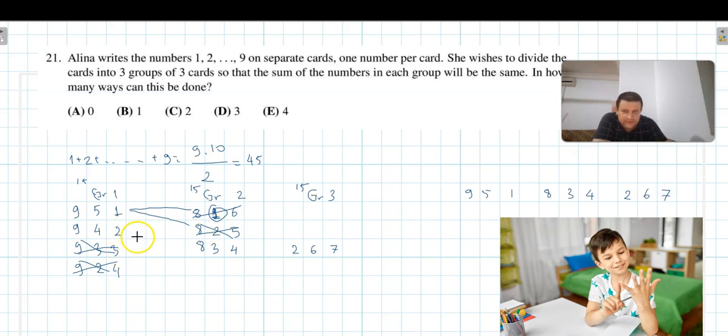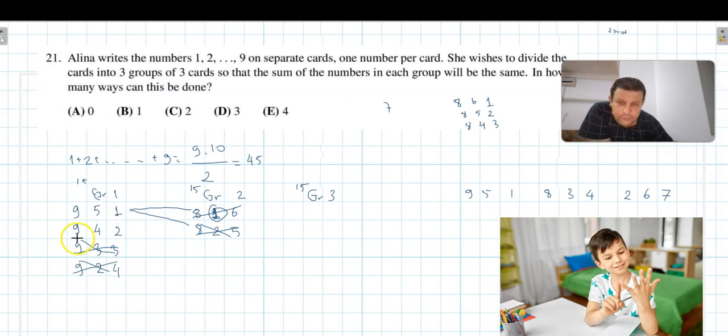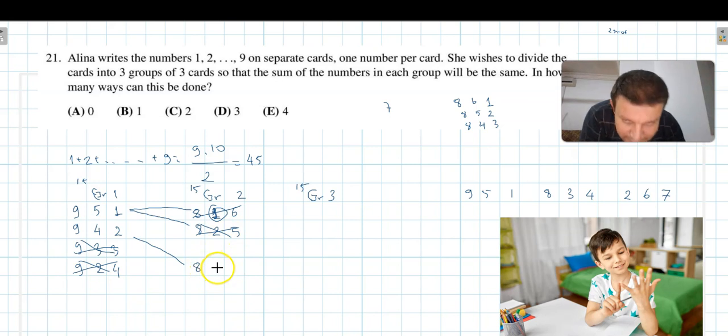Okay, so let's continue with this option. If we choose our first group as 9, 4, 2, okay, what can be this second one? I want to start with 8. I want to put 8 in the second group. Okay, so 8, and then the remaining is 7 to make the total 15. Okay, so then can I use 7? No, because it becomes 15, and then we need to put 0, and then it's not possible.